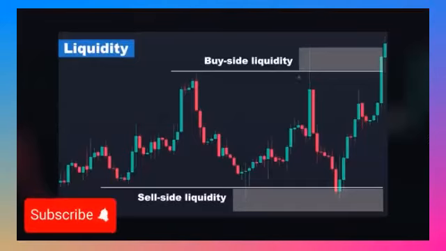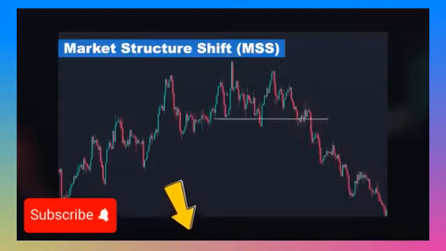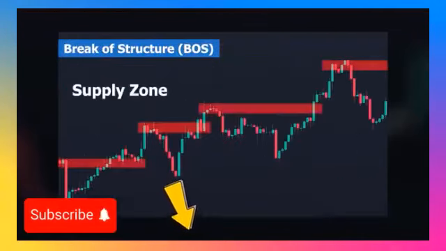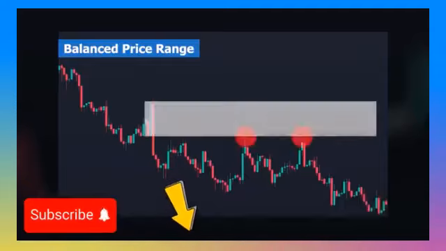I also have a video about some of the key and basic concepts of this trading method. The link is placed in the description and you can check it later if you want to completely understand and use this trading method.